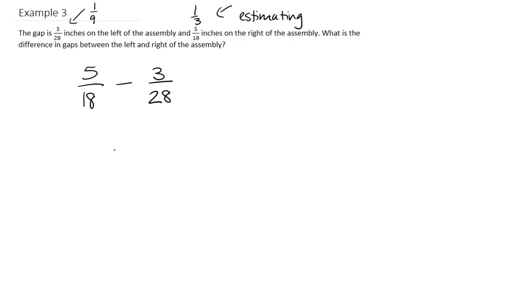Now, so we have 5 over 18 minus 3 over 28. Now 18, let's go ahead and break that down. 18 can go 2 and 9, and then 9 can go 3 and 3. 28 can be 2 and 14, and 14 can go 2 and 7. So if we look at this, we only have a common factor of this 2. We have 2 3s here, but we don't have the 3s over there.